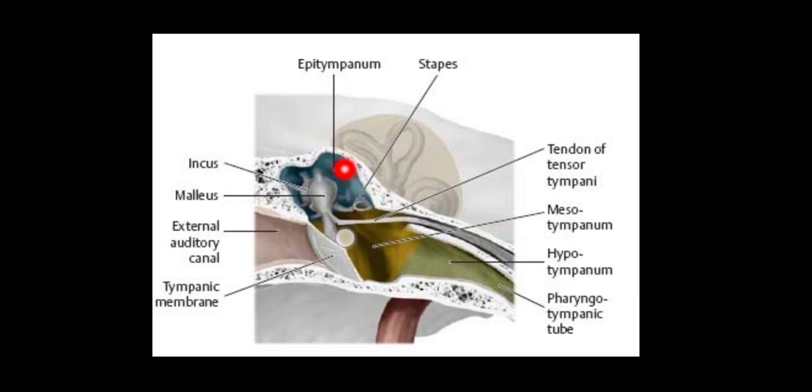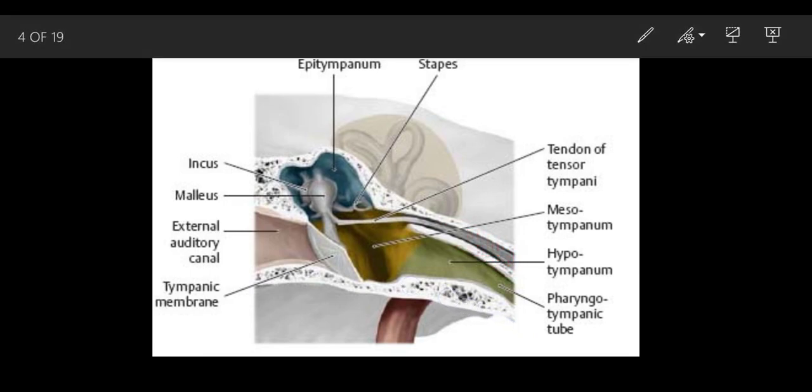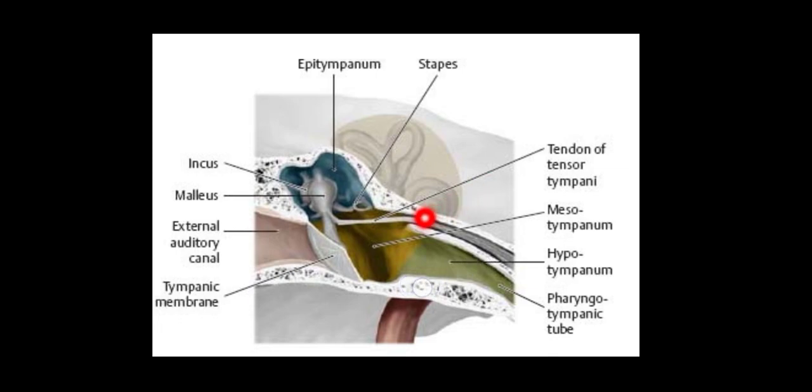The upper part is the epitympanum, the middle part is the mesotympanum, and the hypotympanum. But what we need to observe is the tensor tympani muscle passing forwards, converting into a tendon to be inserted into the neck of malleus.